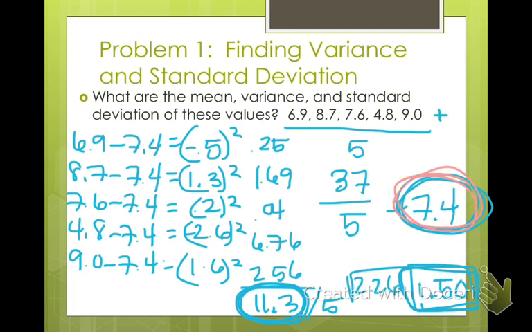The mean: add them all up, divide by how many there are. The variance: take each of the data values, subtract the mean, then square them, getting all positive numbers, and add them together. That's your variance. And then your standard deviation is when you take your variance, divide, and then take the square root. All right, so not too shabby.